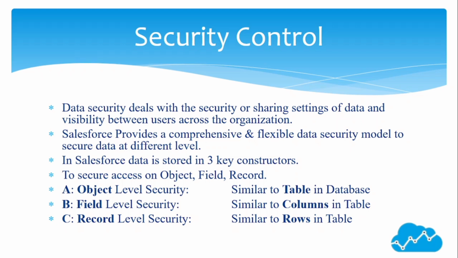There is object level security, similar to a table in a database, while we are referring to SQL, MySQL, or Oracle database. So object is similar to table. Field level security is similar to columns in a table. Record level security is similar to rows in a table.